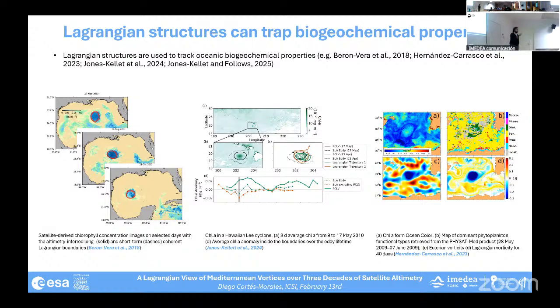Also, in a paper from Ismail, he managed to identify a maximum of diatom bloom relative to a Lagrangian structure, and it's much better captured than using an Eulerian approach. So yeah, that's the introduction, a very long introduction. So let's start with our work.